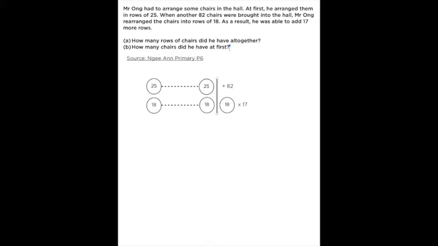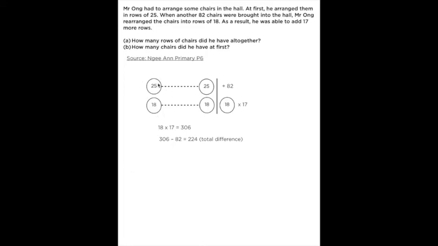To find the total difference on the right, let's find the value of 18 times 17. 18 times 17 is 306. Then we'll subtract 82. That will give you 224. So the total difference on the right side is 224. The total difference on the left will also be 224.